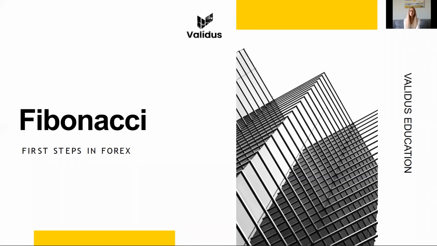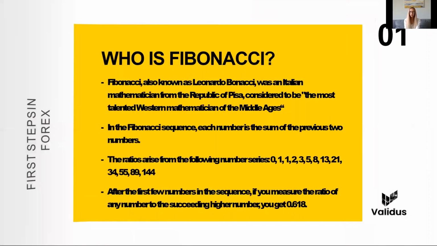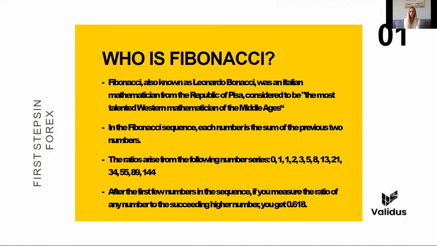Today's lesson is about Fibonacci. So let's start. Fibonacci, or his real name, Leonardo Fibonacci, was an Italian mathematician, famous for discovering the Fibonacci sequence. The sequence looks like this. Every number in the sequence is simply the sum of the two previous numbers. So 1 plus 1 equals 2, 1 plus 2 equals 3, 2 plus 3 equals 5, and so on.